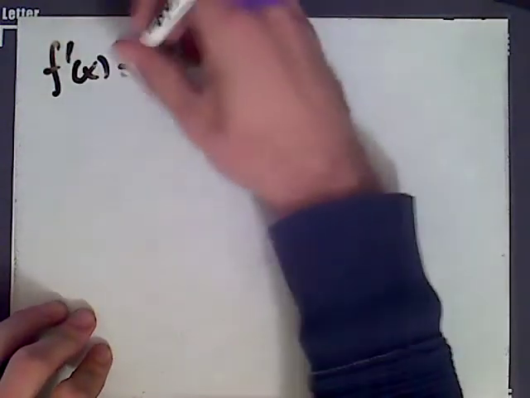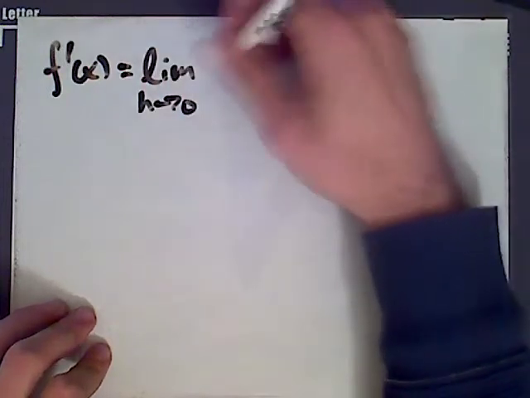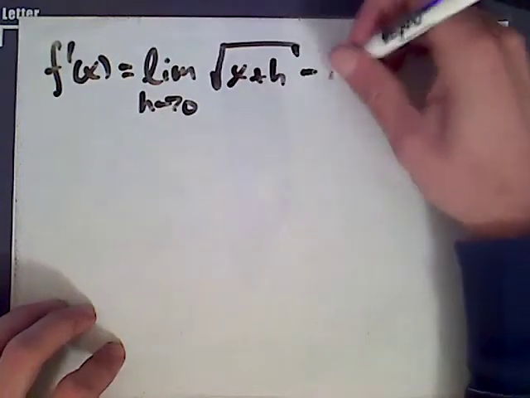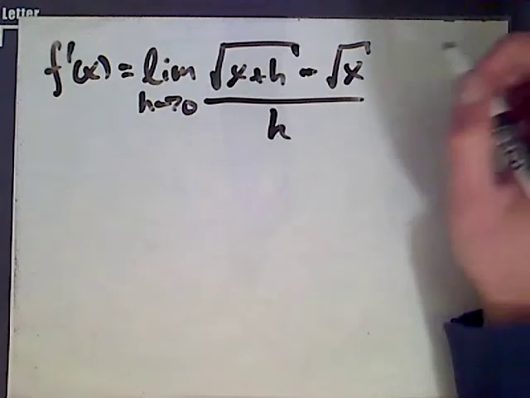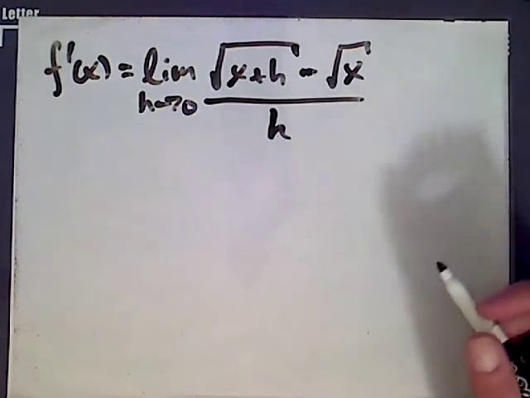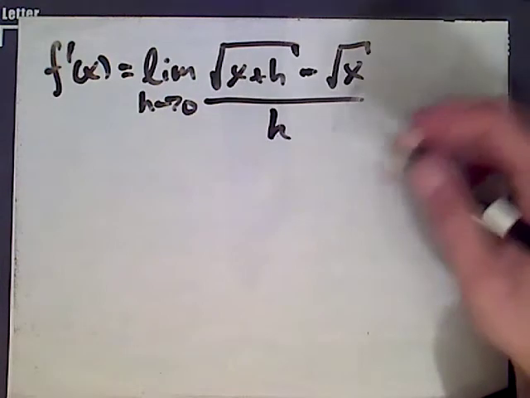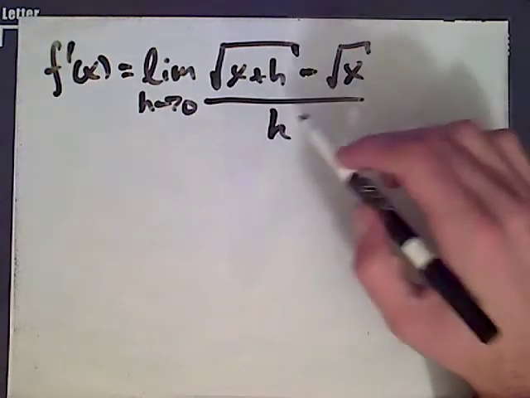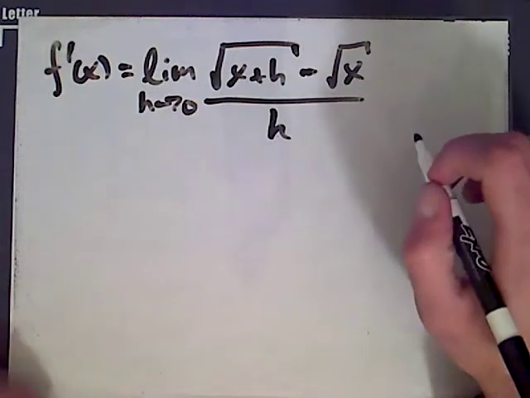We have f prime of x equals the limit as h goes to 0 of the square root of x plus h, so this is f of x plus h in our case, minus the square root of x, divided by h. Now what happens when we plug h equals 0 into our limit expression? We're going to get 0 over 0. So we need to do something to change the form of what's within the limit to something that we can evaluate and actually get a number or a function out.